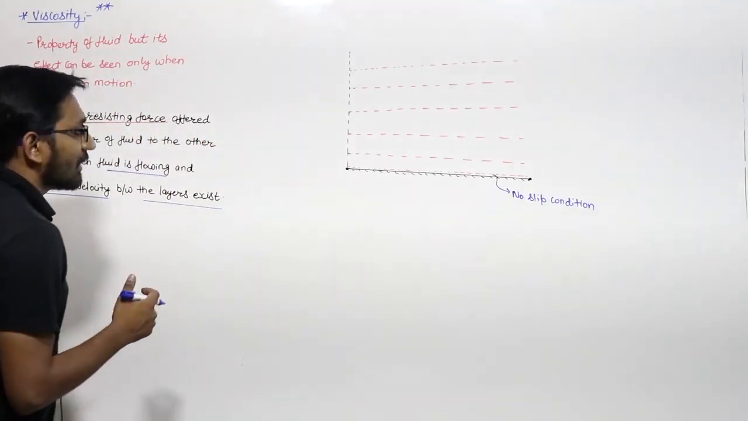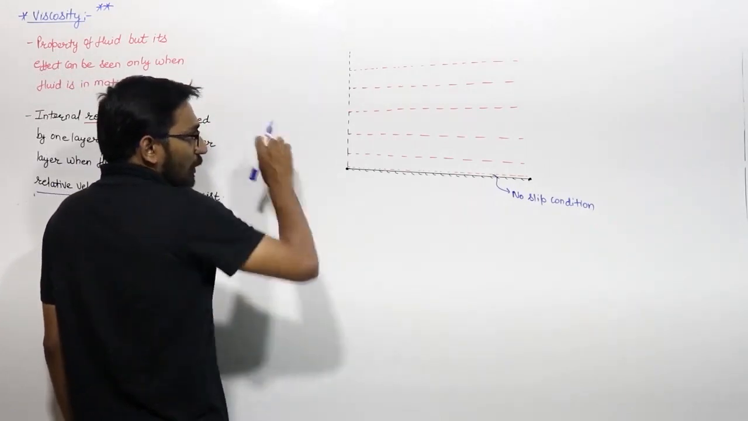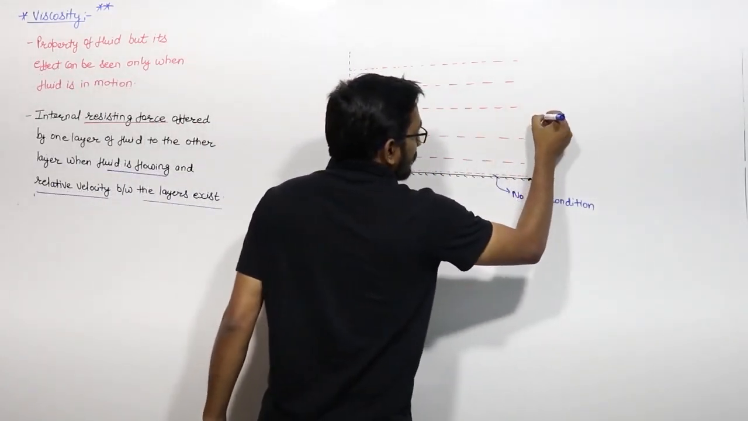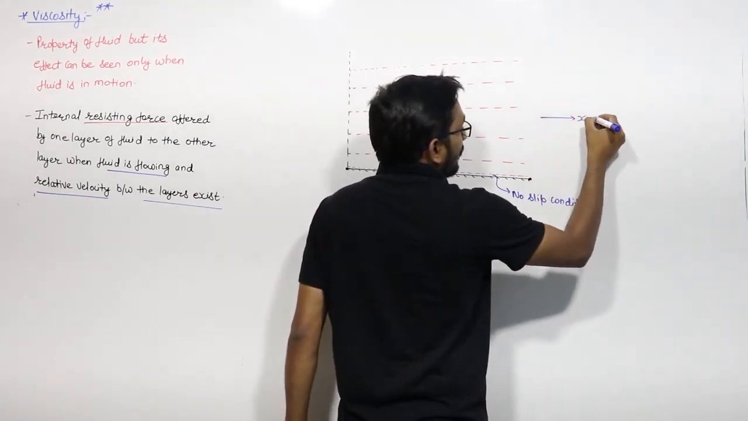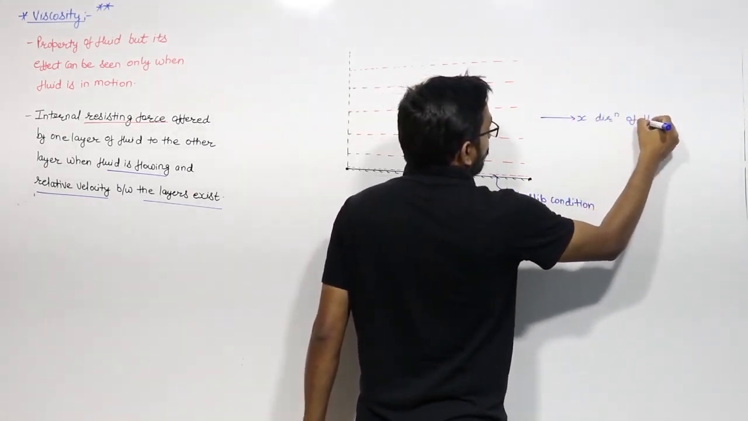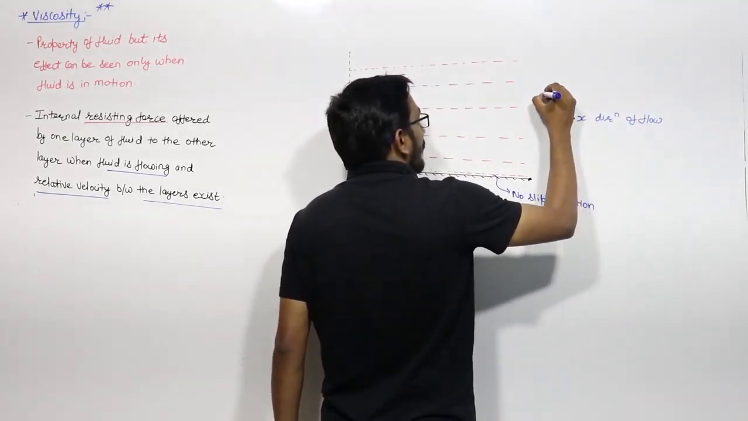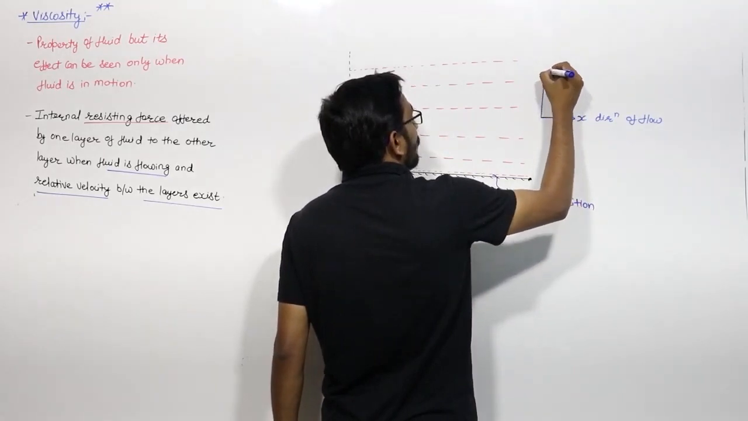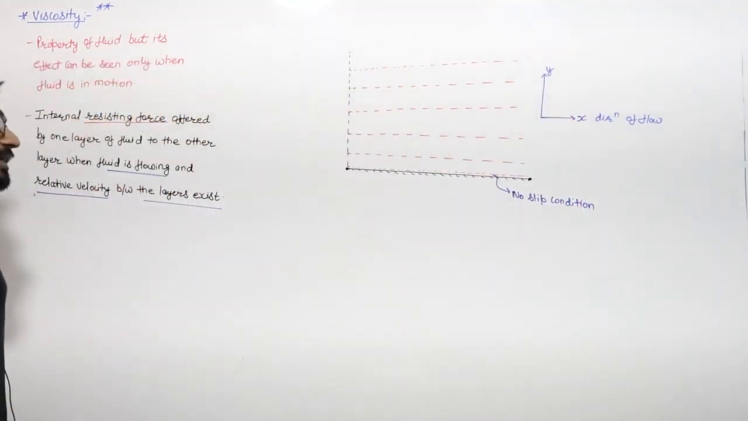Now please pay attention. The fluid is flowing in this direction. This is the direction of flow. Let us say this is x. X is the direction of flow. Fluid is flowing in this direction, and this is the perpendicular direction to the direction of flow. Y is the direction which is perpendicular to the direction of flow.